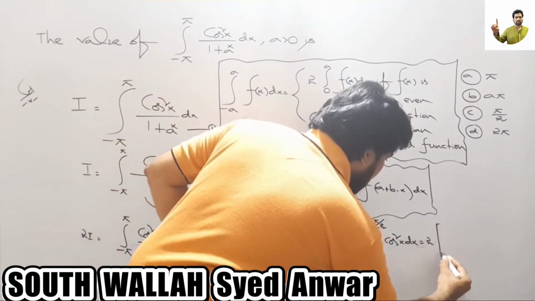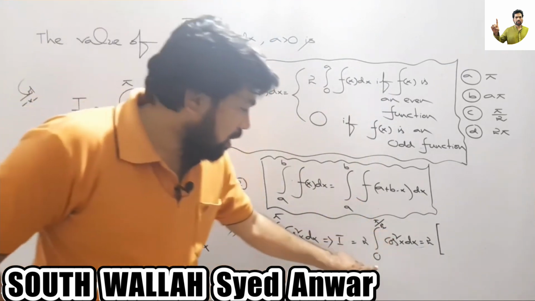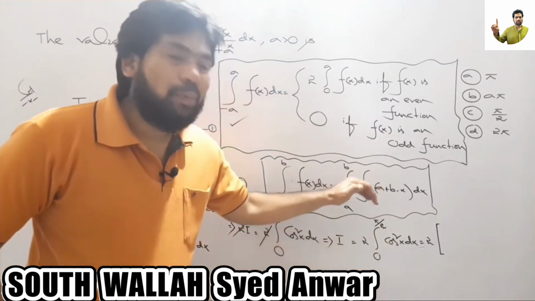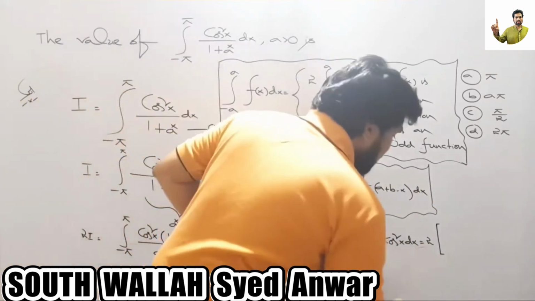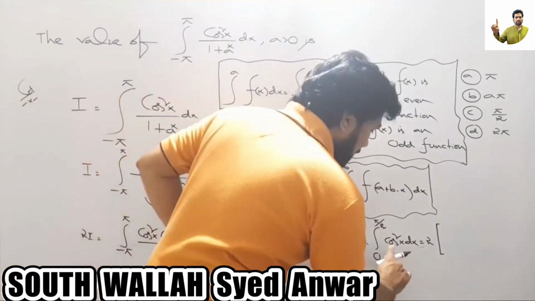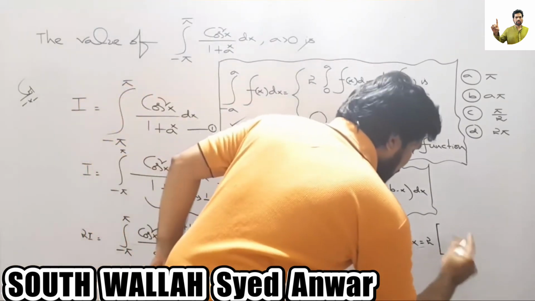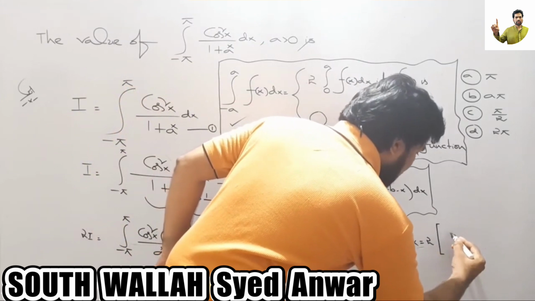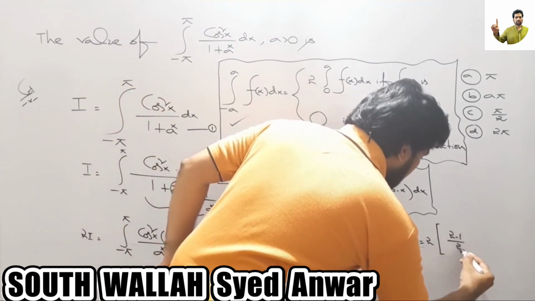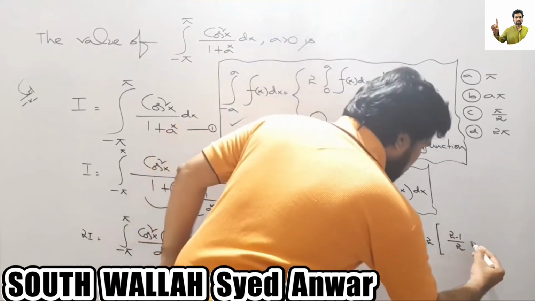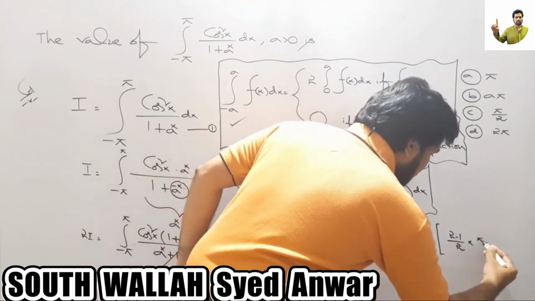Now I want to take the support of the Wallis formula. What are the limits here? 0 to pi by 2. What is the function here? Cos square x. Right. Let us apply the Wallis formula. So here the power is even power, 2 is present here. Now I am going to apply the Wallis formula: n minus 1 upon n. Here the power is even, so simply multiplied by pi by 2.